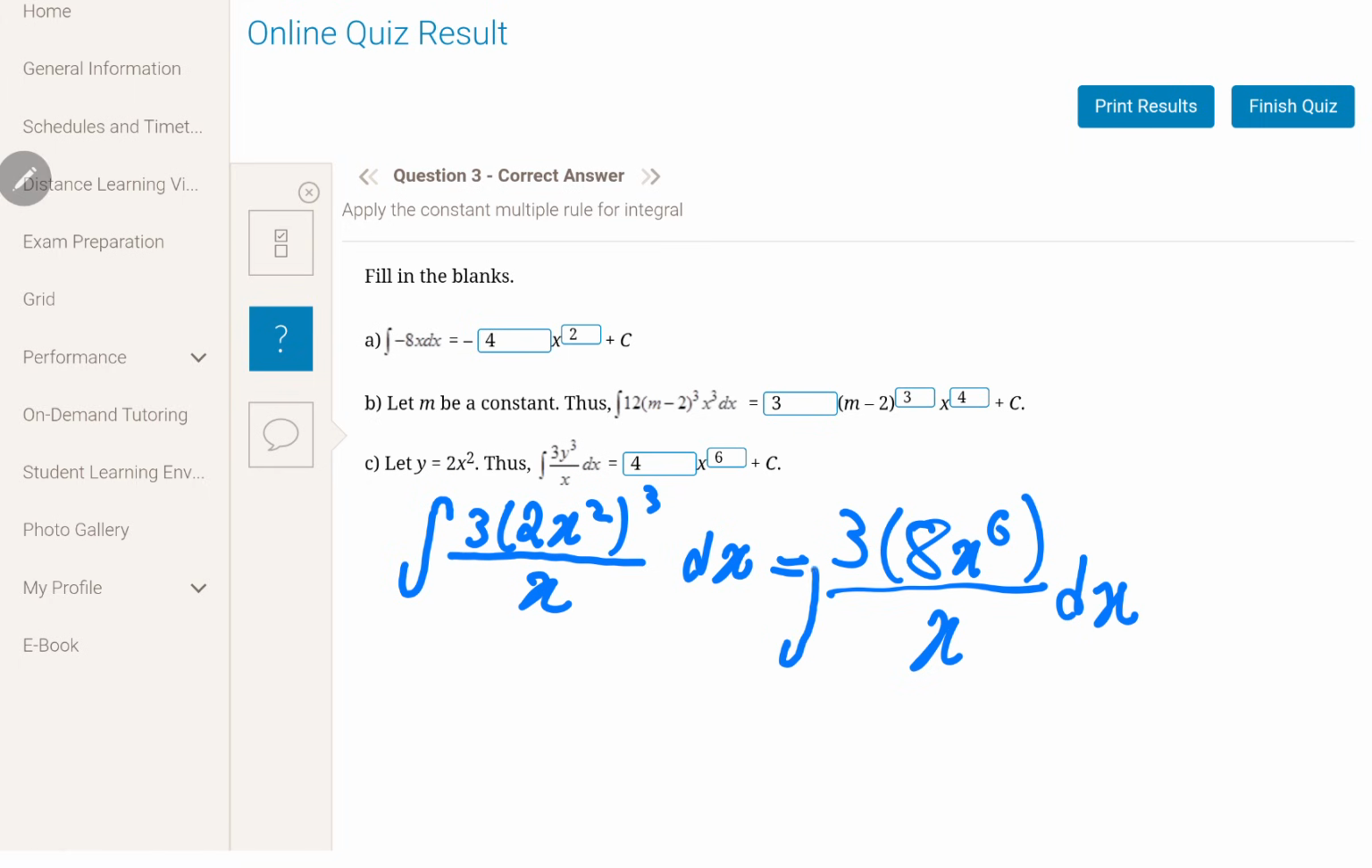I forgot the integral sign. That's the weirdest integral I've ever drawn. Anyway, this is an integral sign, whatever.